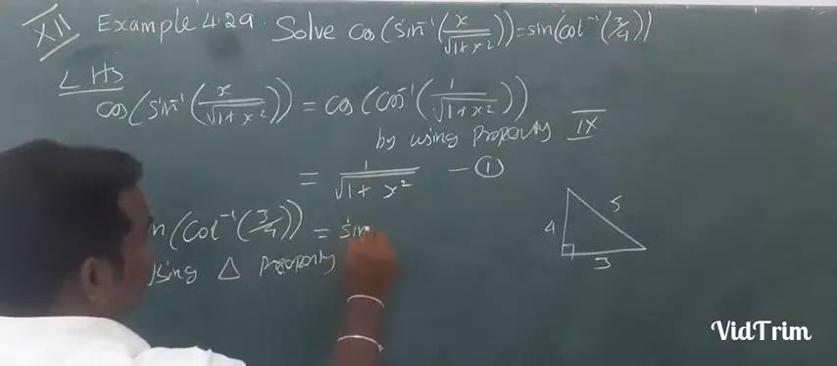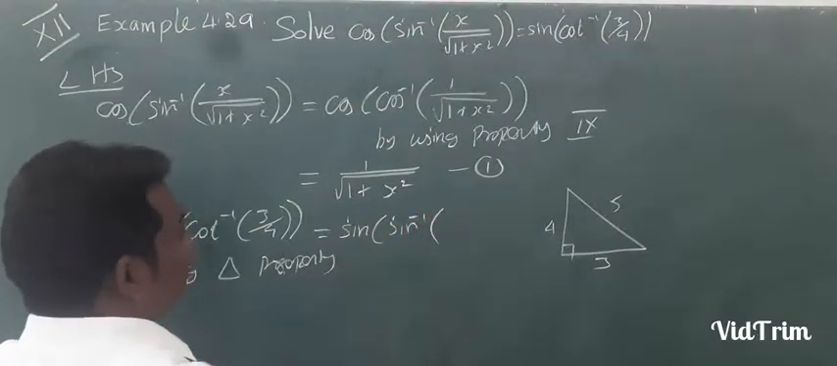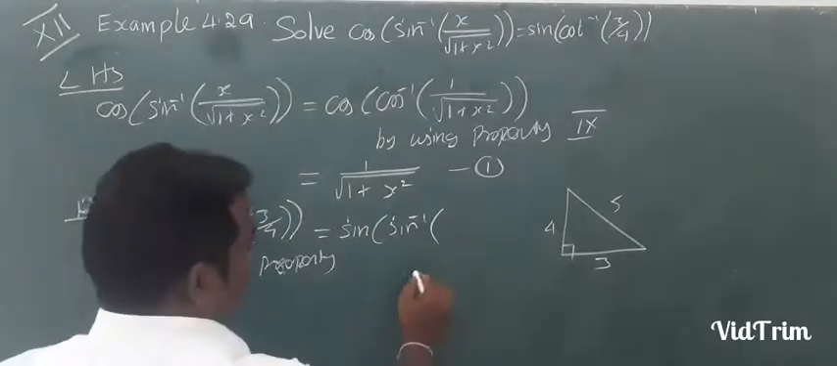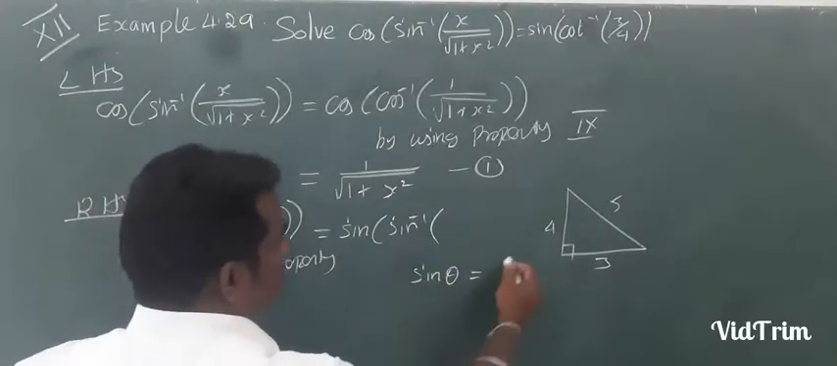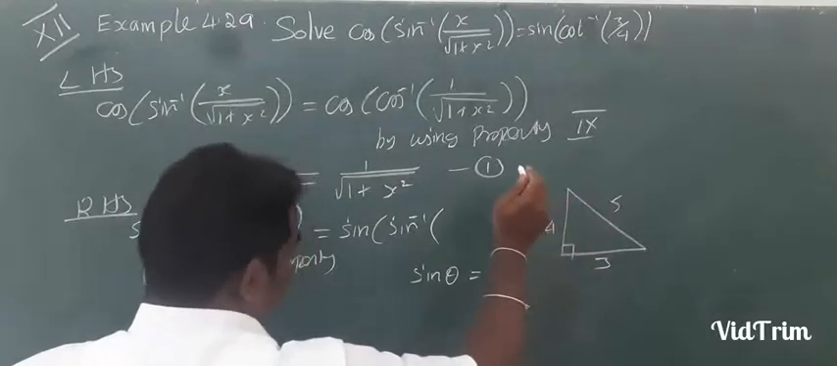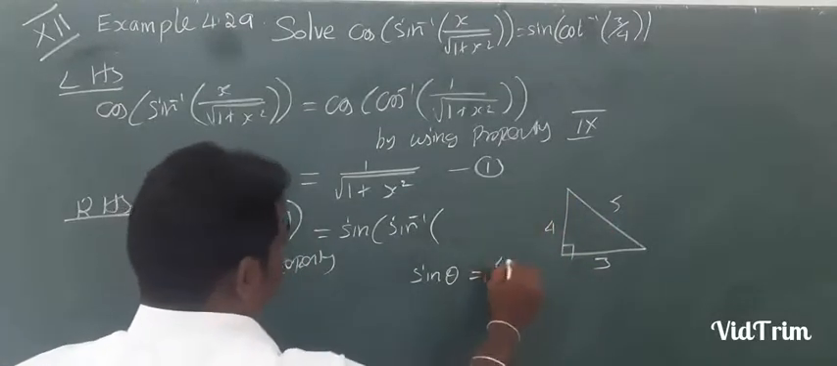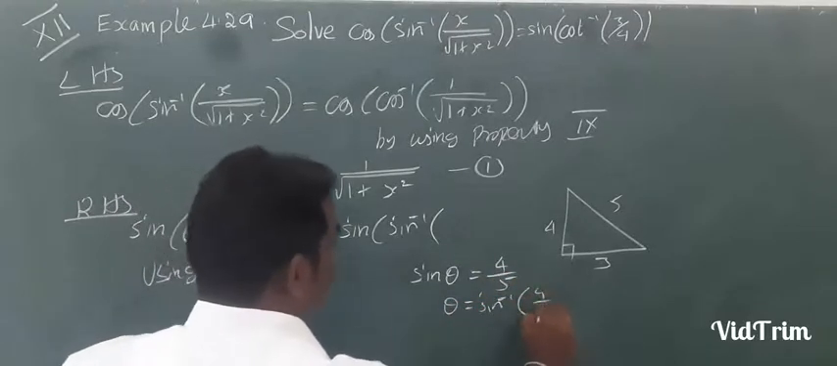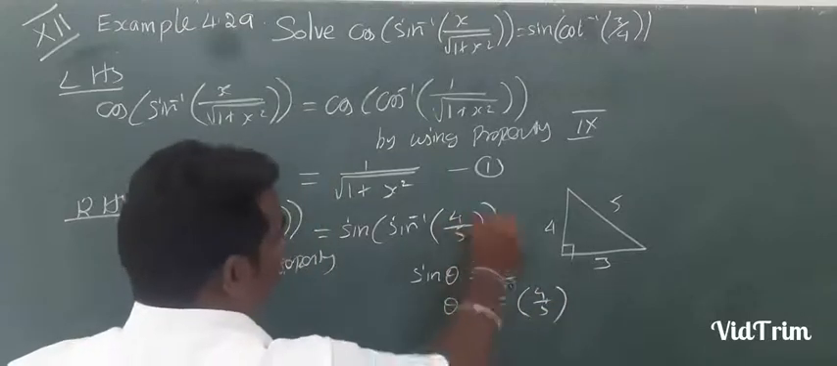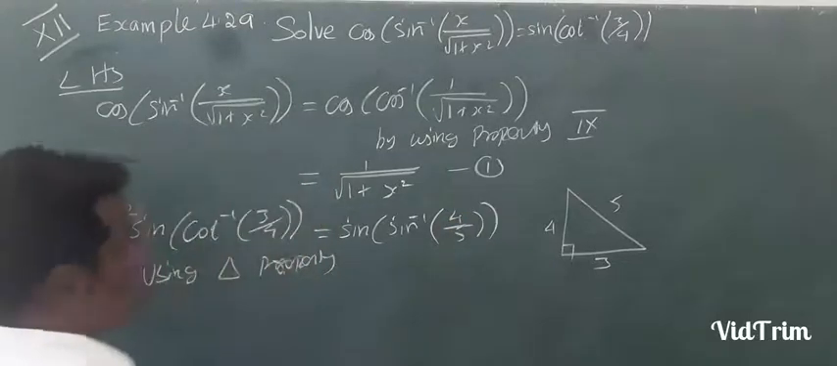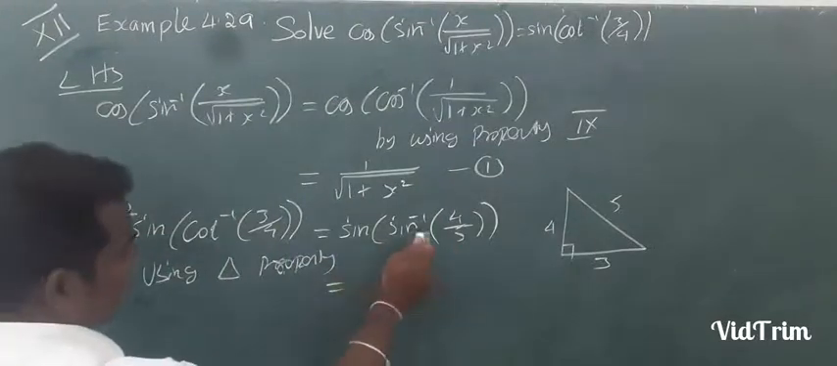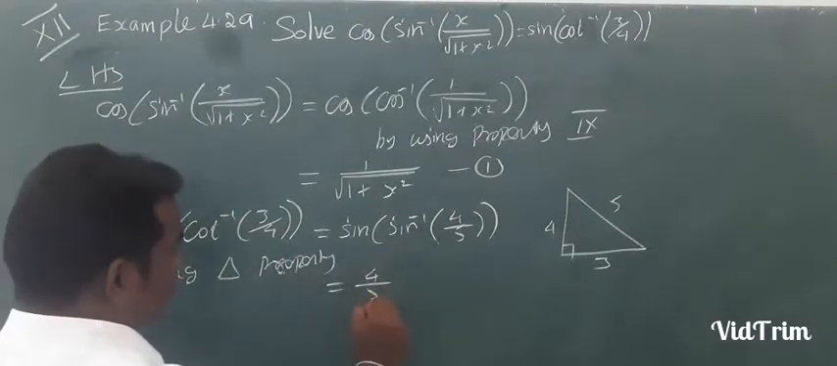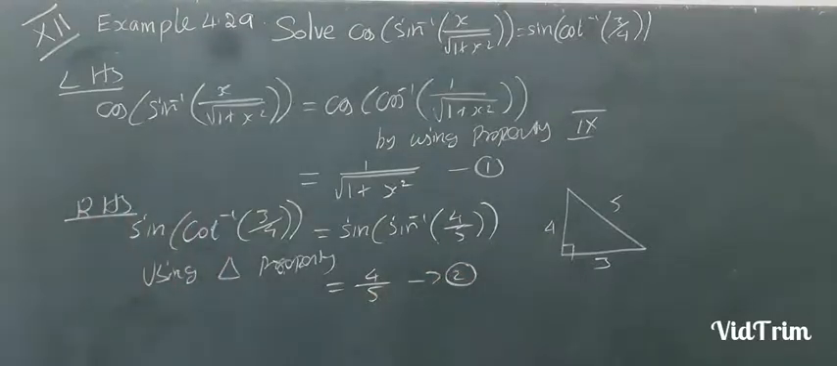So we write sin of sin inverse. Because sin theta is equal to opposite by hypotenuse, 4 by 5. Then theta is equal to sin inverse of 4 by 5. So you write 4 by 5 here. Next, using the first property, sin of sin inverse theta is 4 by 5. That is equation 2. Now we are equating 1 and 2.